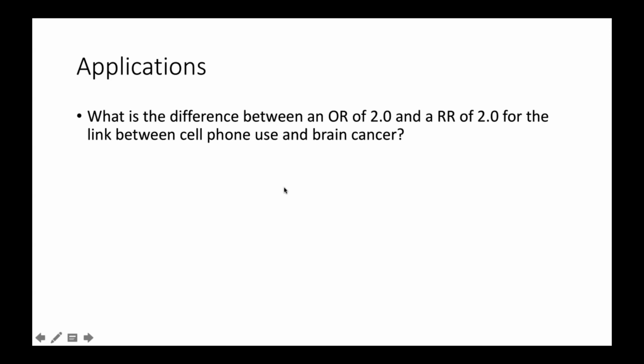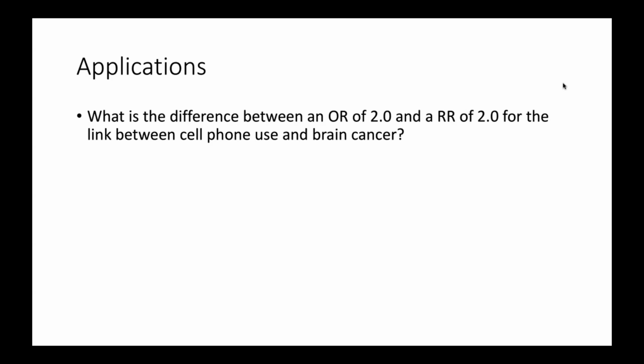Good. All right. So let's talk about a couple more applications. Mackenzie, what exactly does an odds ratio of 2 versus a relative risk of 2 mean when we're talking about the link between cell phone use and brain cancer? Okay, so the relative risk of 2 is over 1, so you actually have a risk of developing brain cancer. Compared to people who didn't use cell phones, you have a greater risk of developing brain cancer when using a cell phone. And then for the odds ratio, how much is the greater risk?